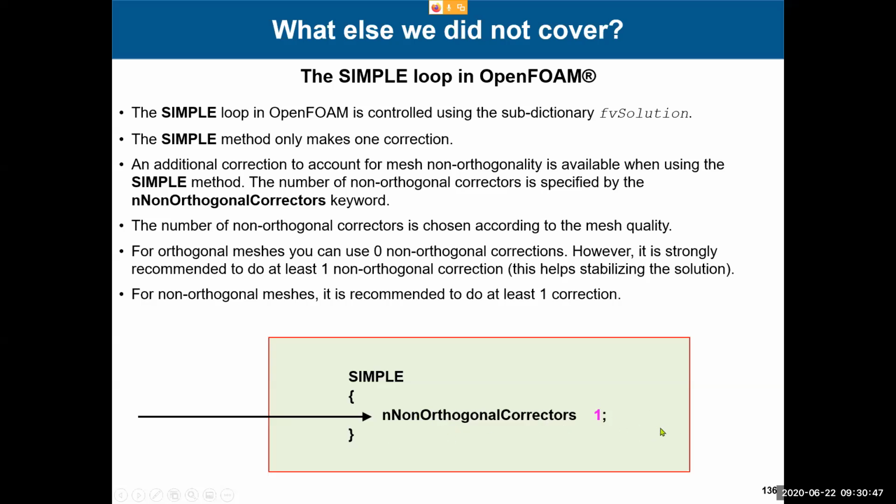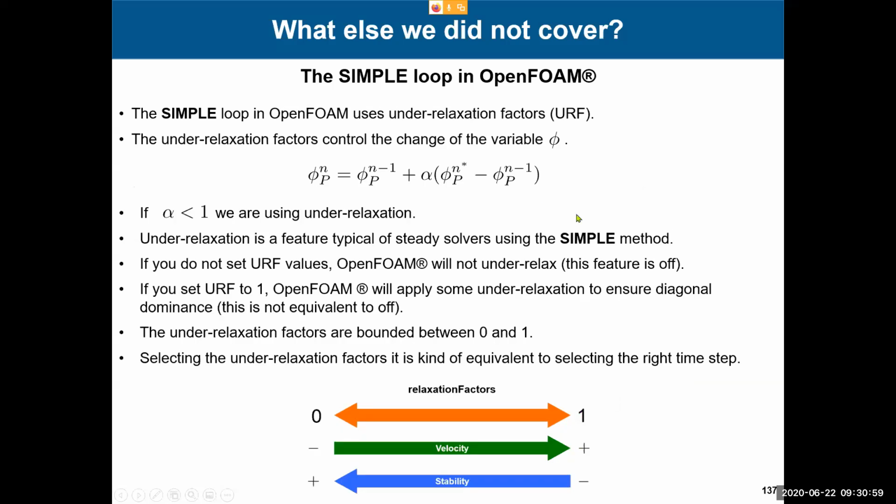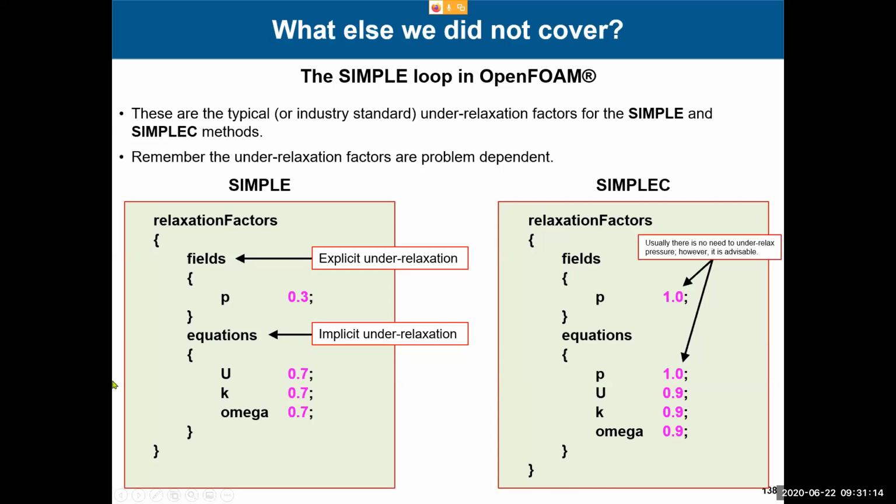Non-orthogonal correctors, okay? My advice, always put at least one. Even if your mesh is perfect, at least one. If you start to have bad quality meshes, 2 or 3. Don't go more than 3. It's better to reduce the mesh. And then remember that you control the steady solvers using under-relaxation. So closer to 1 is faster, but oscillatory. Closer to 0, very stable, but very slow. So this is very problem dependent. So here I'm giving you the, let's say, industry standard, okay? So most of the time these are okay, but sometimes you will need to play around with this a little bit.